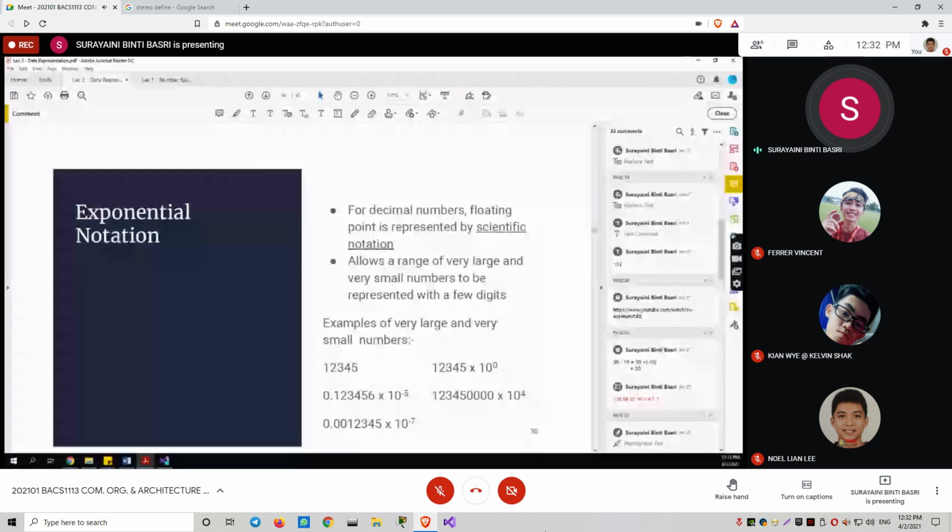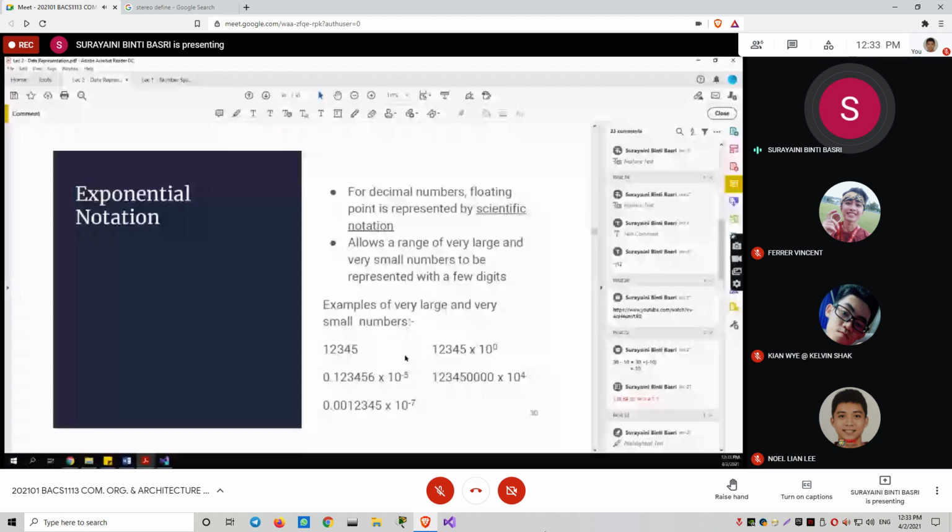Because we want to store a very large number and a very small number, so we can represent them using only a few digits. Imagine if we store a very small number like 0.0000000000000, and the computer can process up to 24 bits, meaning each number can have a lot of digits. It is very hard to compute or perform any arithmetic operation on that kind of number. So that's why we need exponential notation.